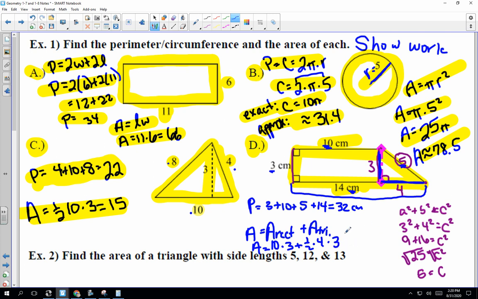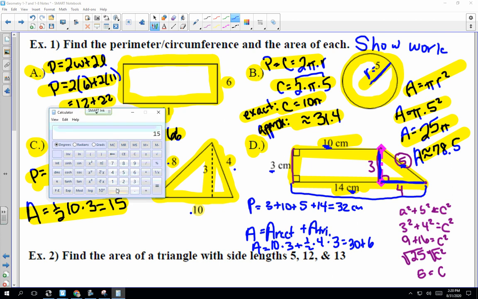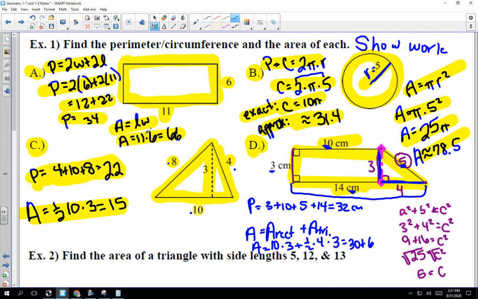Okay, so our area is 30 plus 6, just so that you believe me. So it's 4 times 3 divided by 2, which is 6. Okay. And so the area of our combined shapes is 36. Okay, so let's go over that because it's good for you.